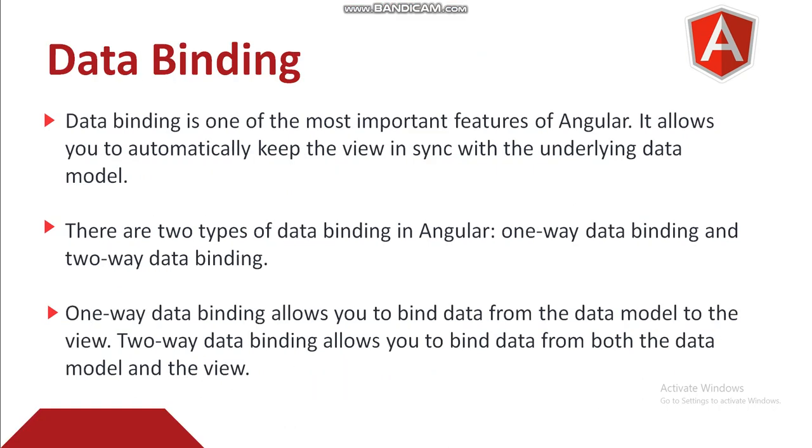Moving on. Data binding. Data binding is a core concept in Angular. It ensures synchronization between the data model and the user interface. We have one-way data binding, where data moves from the component to the template, and two-way data binding, which allows real-time updates in both directions.